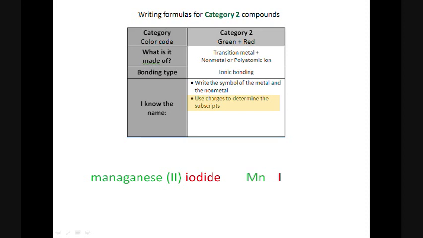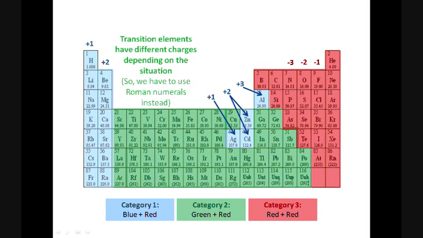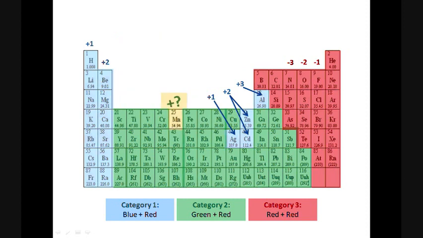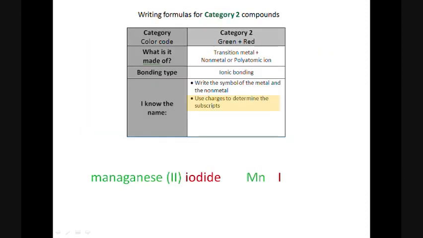Now we need to use the charges of each element to determine the subscripts. Normally we wouldn't know what the charge on manganese is because it's a transition element. But since we already know the name, we have the Roman numeral. The Roman numeral here is telling us that the charge on manganese in this compound is positive 2. Well, that was easy. All we had to do was read the name.